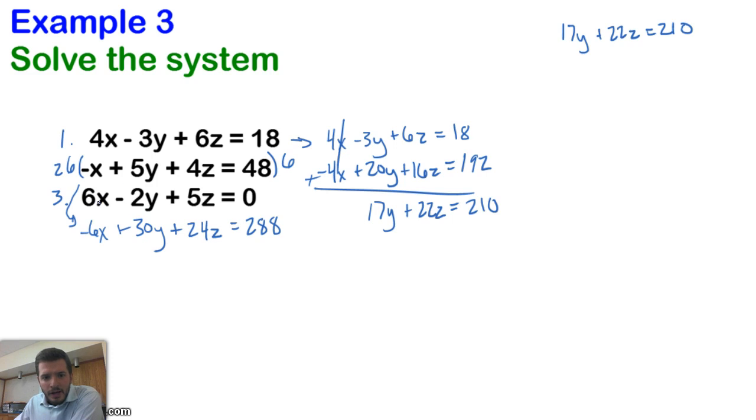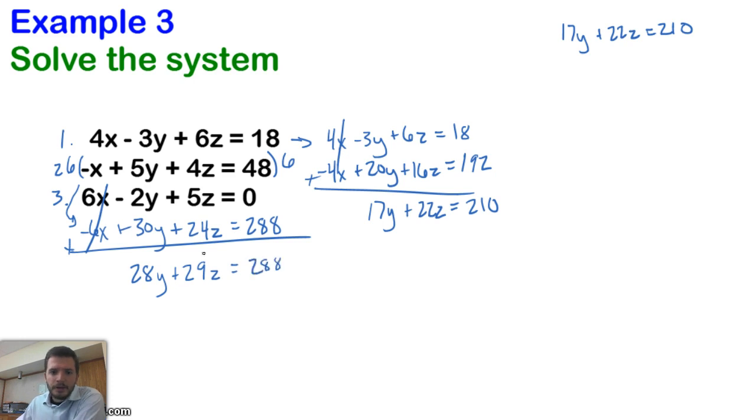Now I'm going to use these bottom 2 equations to eliminate the x's. So we will cross them out and add everything else up. This is going to be 28y plus 29z equals 288. So let's write it over here: 28y plus 29z equals 288.